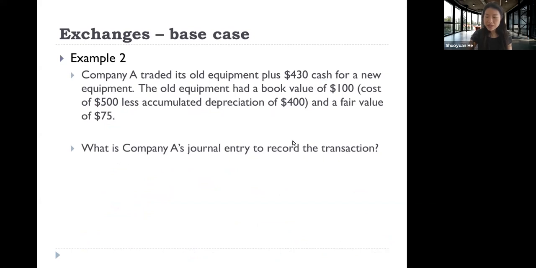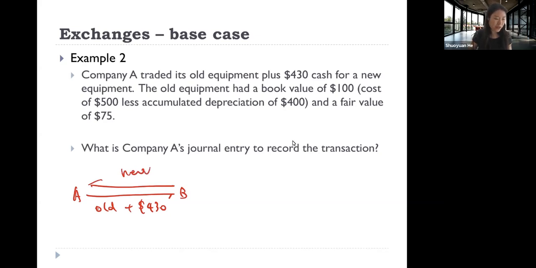So this is the first base case example. Then let's look at another example. Company A trades its old equipment plus 430 cash for a new equipment. The old equipment has a book value of 100 and a fair value of 75. Please take one minute, try to write out your journal entry, and you can pause your video for now.